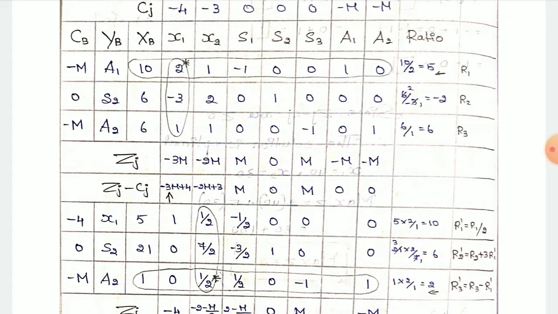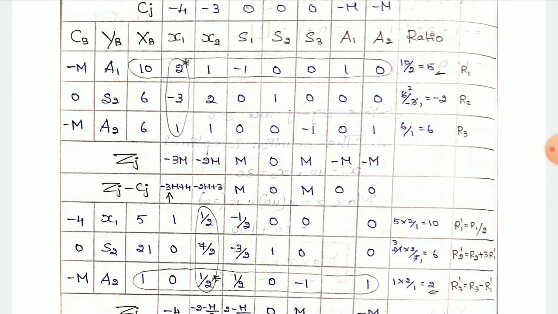The next thing you have to find out is the zj minus cj value. So minus 3m minus of minus 4 is plus 4. Minus 2m minus of minus 3 is plus 3. Minus m minus 0 is minus m, 0. Minus m minus 0 is minus m, 0. Minus m minus of minus m is 0. Minus m minus of minus m is 0. So here we have to go for the most negative value. We know that m is the biggest positive number. So you have to go with the coefficient of m.